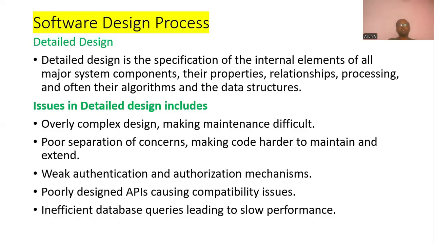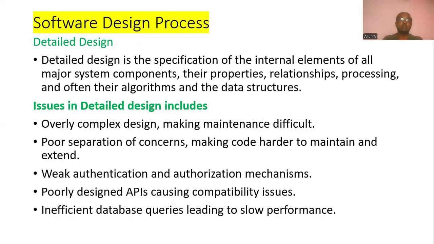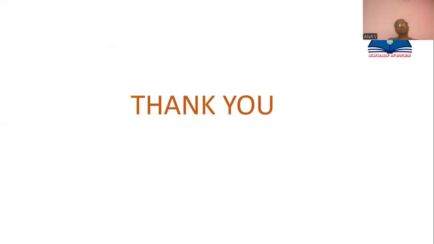So far we have discussed three levels. The first level is the interface level, the second is the architectural level, and the third is the detail level. Okay, so that was the topic about the three levels of the software design process. Okay, thank you.